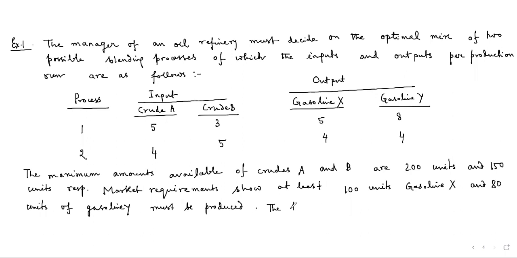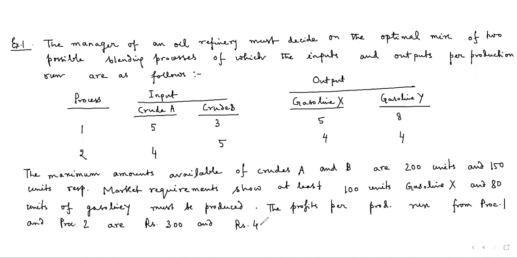The profits per production run from process 1 and process 2 are rupees 300 and rupees 400 respectively. Take a screenshot. Quickly formulate the LPP.